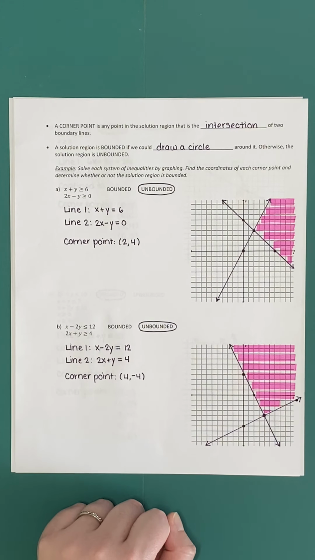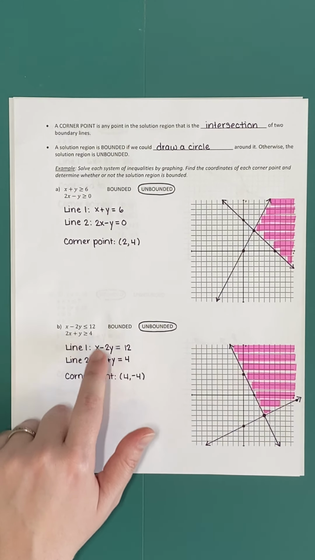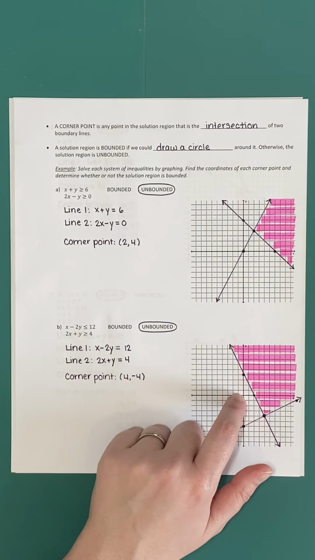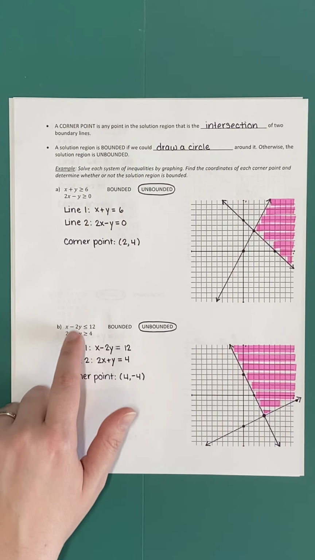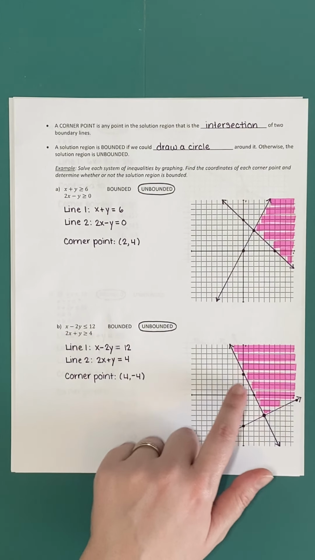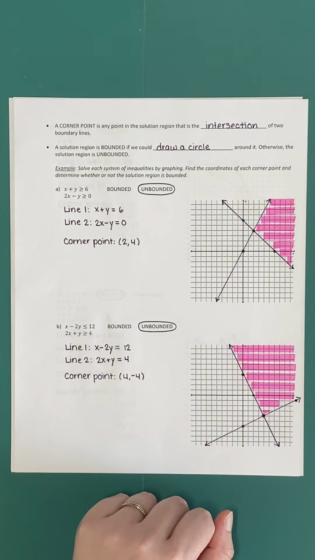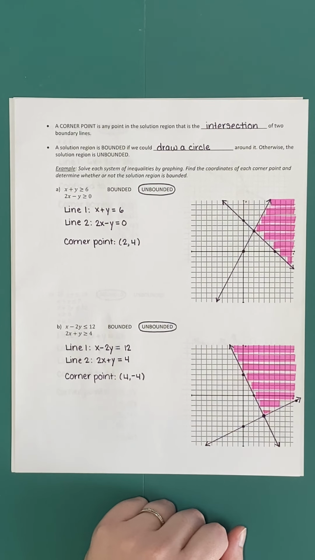We shade based on a test point. So neither of these lines passes through (0, 0). So we could use (0, 0) as a test point for each of these two inequalities. (0, 0) actually satisfies neither of those inequalities. So we end up shading to the other side of those particular lines.